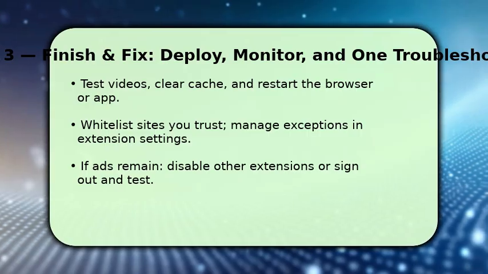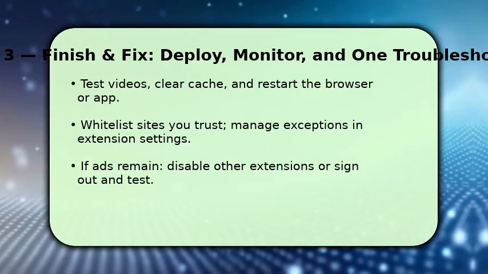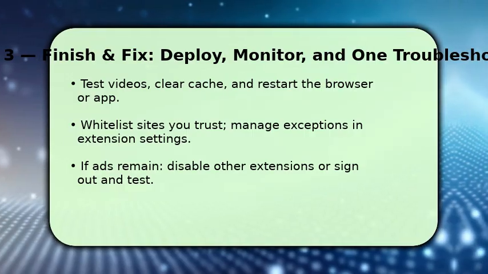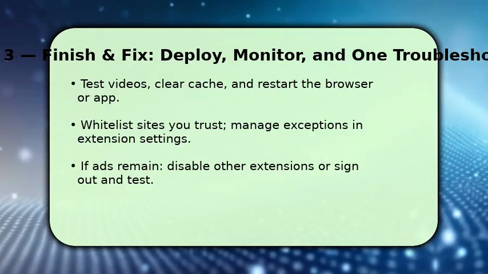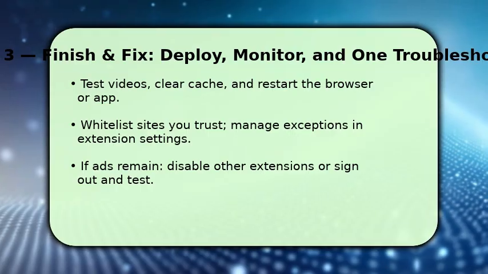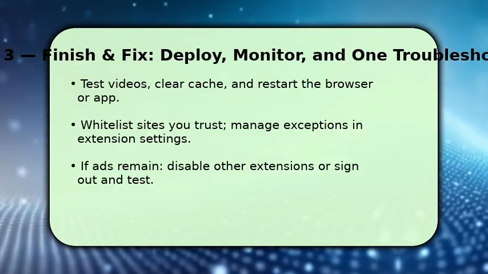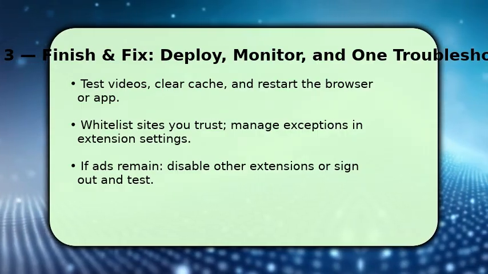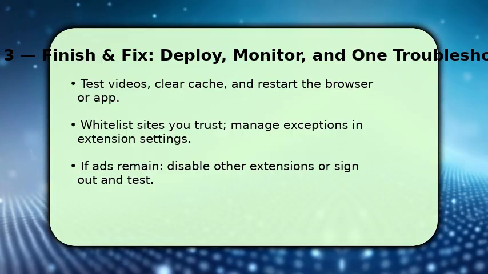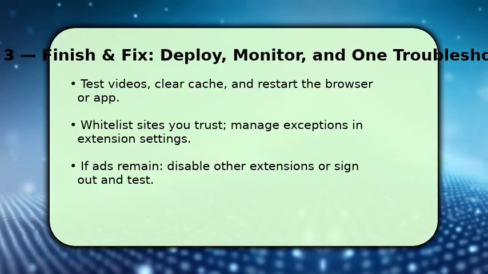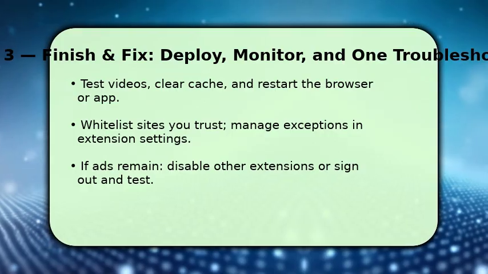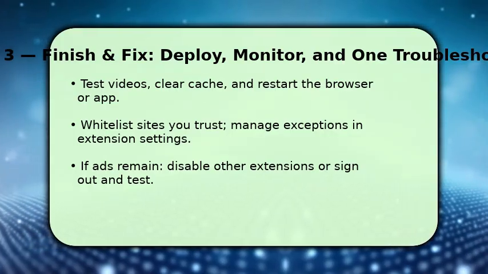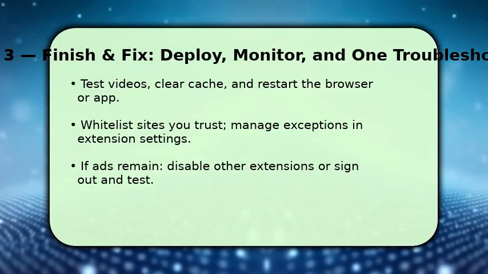Make necessary exceptions for trusted channels by whitelisting them, then restart the browser or app to apply settings. If ads keep appearing, try disabling other extensions one at a time, because conflicts often re-enable ads. Alternatively, sign out of your Google account and test to isolate account-level issues. If problems persist, update or reinstall the blocker. This usually resolves corrupted settings or outdated ones.